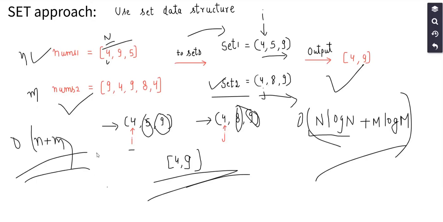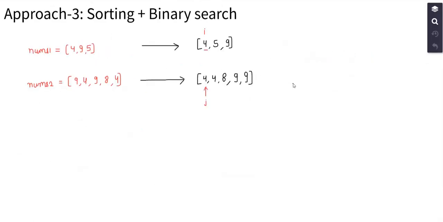So this is a better solution. This is basically a solution that uses extra space, so we have to somehow reduce this space. The third approach is sorting plus binary search. What we do is simply sort both the arrays.